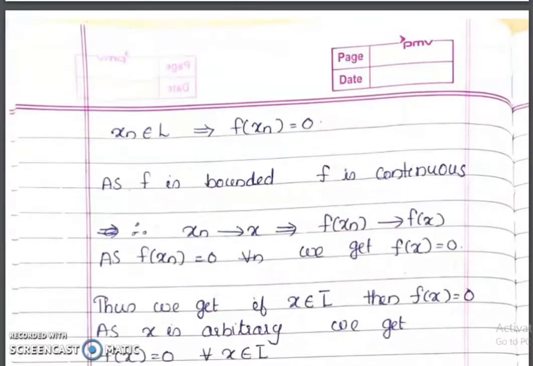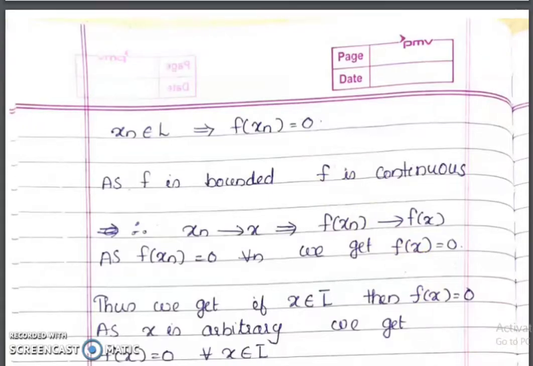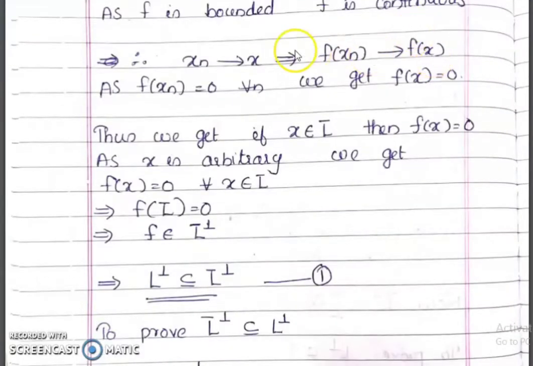Now f is a bounded function. f belongs to X star, therefore it is a bounded linear functional, therefore it is continuous. x_n converges to x implies f of x_n converges to f of x. As f of x_n equal to 0 for every n, we get this limit also equal to 0. Therefore, if x belongs to L closure, we get f of x equal to 0. As x is arbitrary, we get f of x equal to 0 for every x belongs to L closure.